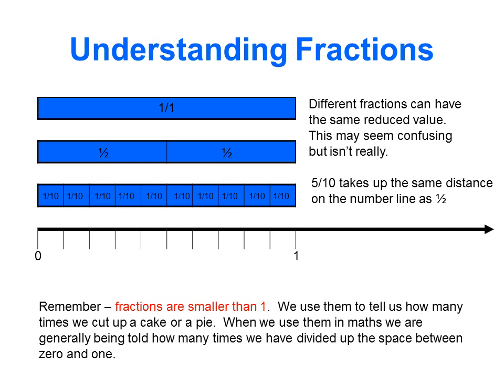Beneath this, we see that from 0 to 1 has been divided into 10 pieces. The denominator is 10, which tells us that the line has been cut into 10 parts. Now remember, fractions are smaller than 1. We use them to tell us how many times we cut up a cake or a pie or an item or an object. When we use them in maths, we are generally being told how many times we have divided up the space between 0 and 1.